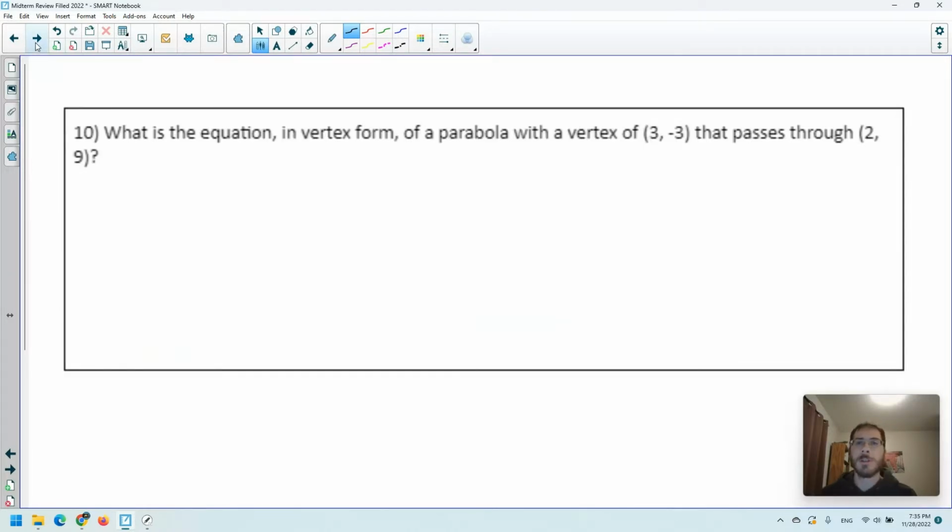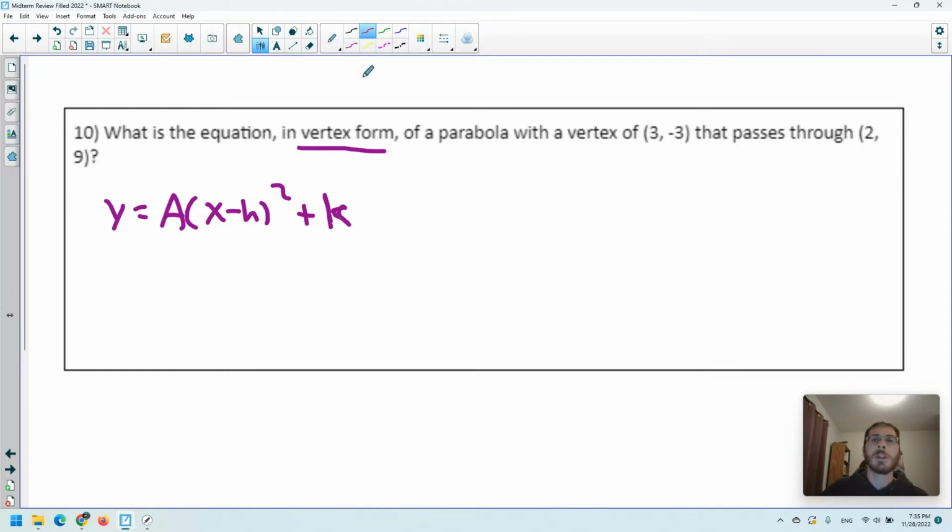Number 10, what's the equation in vertex form with the parabola vertex 3, negative 3 that passes through 2, 9? So we can see right here now we've entered into Unit 2. Those past 9 questions all kind of came from Unit 1. So we have to use our vertex form: y equals a times x minus h squared plus k.